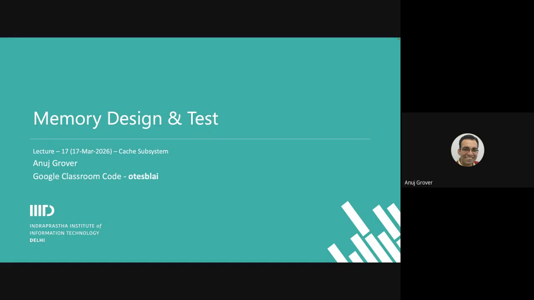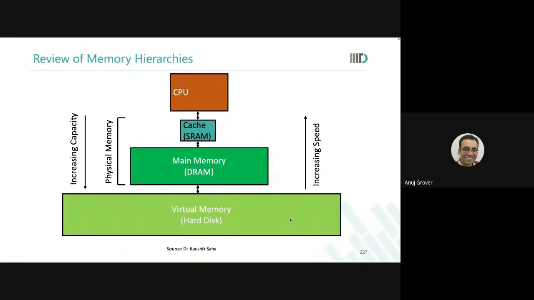Cache subsystem design. So why do we need caches? What is a cache? Putting faster memory closer to the processor. Performance gap between the processor speeds that we have and the memory speeds that we have, and also we have to optimize for a better performance.